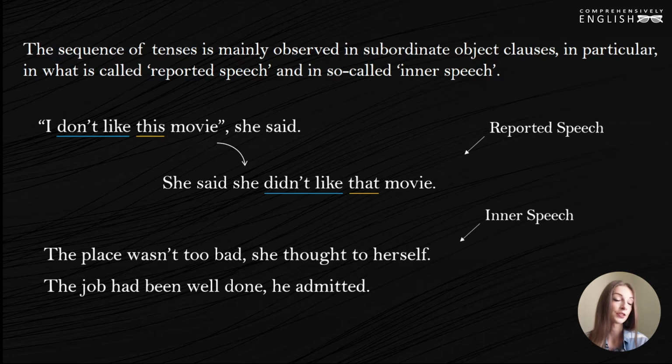The rule of the sequence of tenses is followed because in the main clauses here, the verbs are in a past tense. In our case, in the past simple tense. She thought what? That the place wasn't too bad. He admitted what? He admitted the job had been well done.